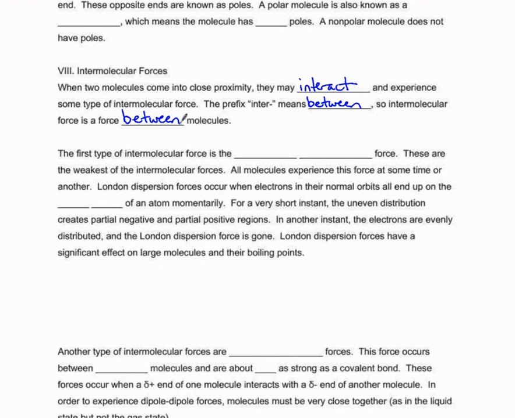The first type of intermolecular force is called the London dispersion force. These are the weakest of all the intermolecular forces, and all molecules experience this force at some time or another. London dispersion forces occur when electrons in their normal orbits all end up on the same side of an atom momentarily.